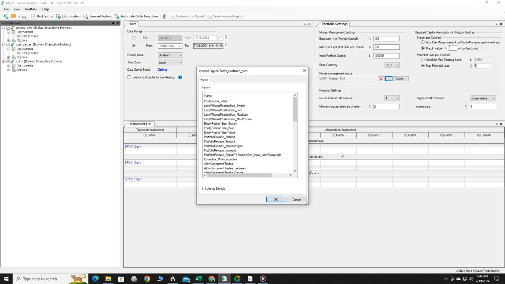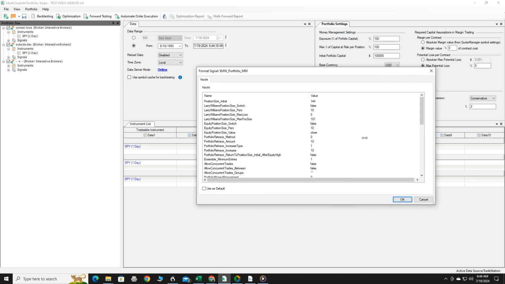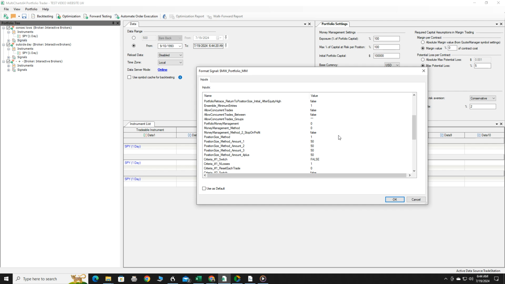So in MultiCharts, let's go to the portfolio program, open the formatting, and you will see portfolio money management is set to 0. We need to set that to 1, as we discussed in the previous videos, because this needs to be set to 1 for anything below it to work in the portfolio. And Money Management Method 2 will be discussed in this video.